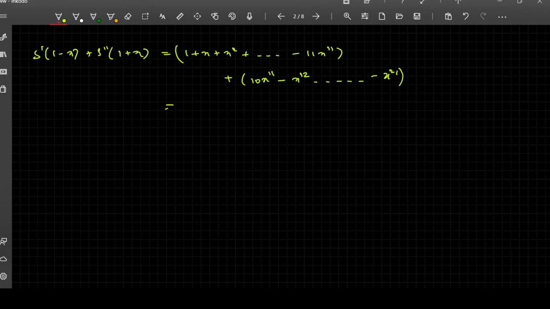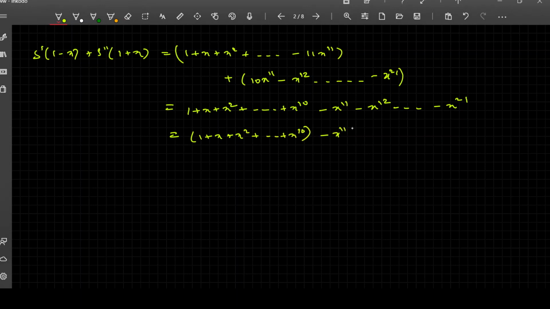So we can just add them up. Minus 11x^11 and plus 10x^11 actually simplifies to minus x^11. So this is 1 plus x square plus so on till plus x^10, and then minus x^11 minus x^12 and so on minus x^21. So this is 1 plus x square plus so on till plus x^10. We can just take x^11 to be common. We get 1 plus x square plus so on till x^10.